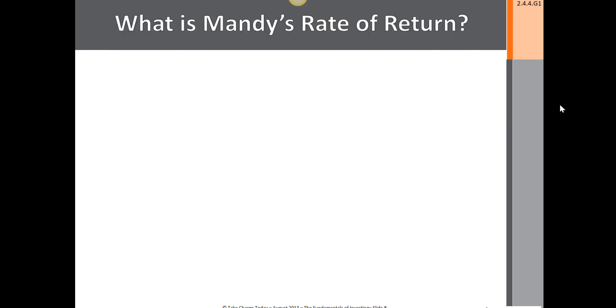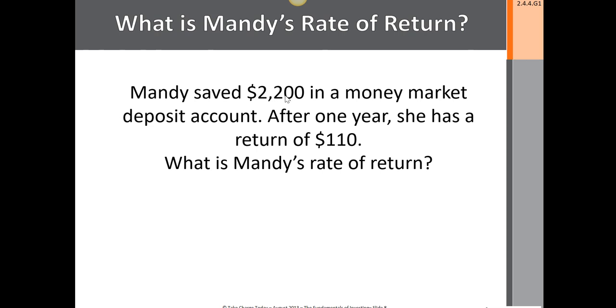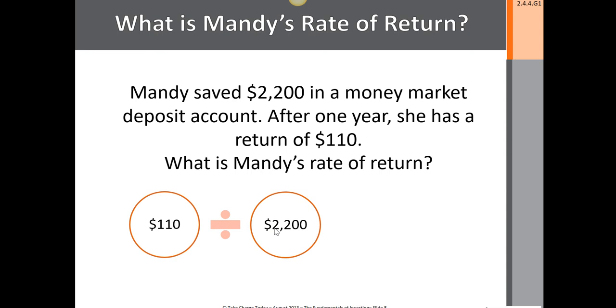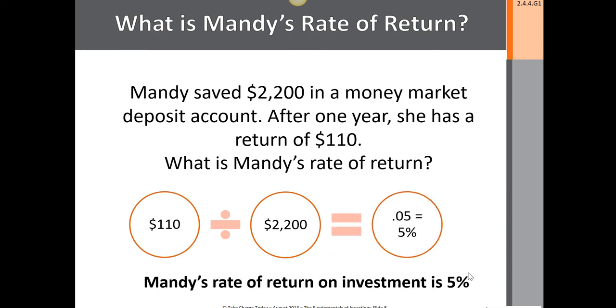Okay, here's an example. Mandy saves $2,200 in a money market deposit account. After 1 year, she has a return of $110. Let's take a look what her rate of return is. So $110, that's what she profited, divided by the $2,200 she invested originally equals 0.05 or 5%. That gives her a 5% return on investment.